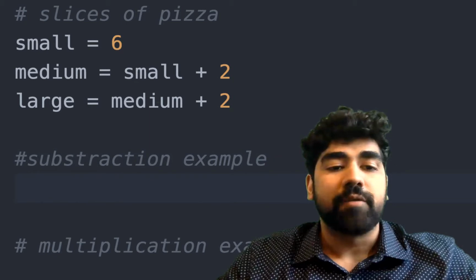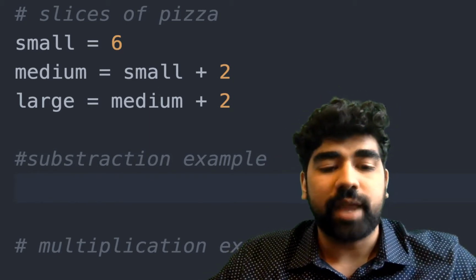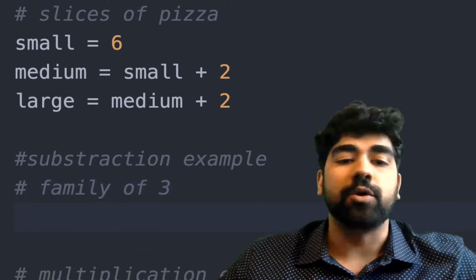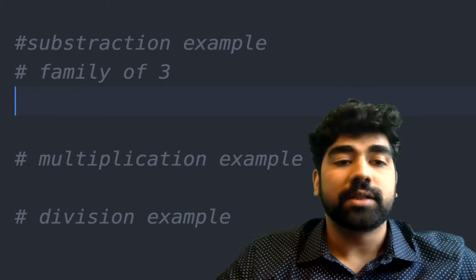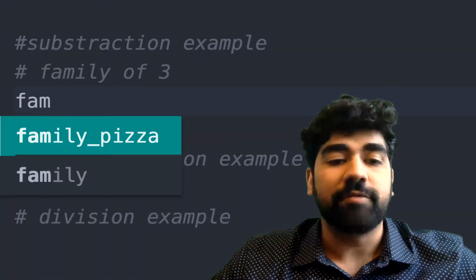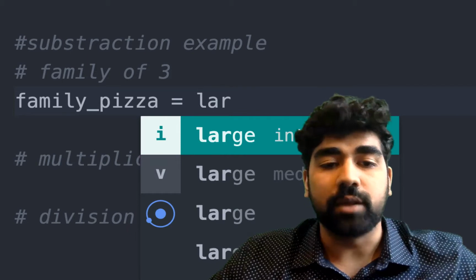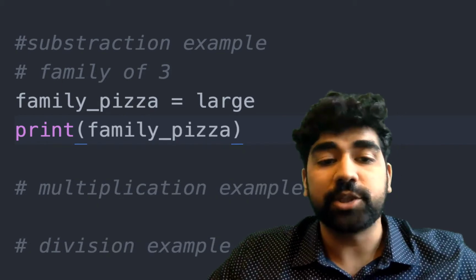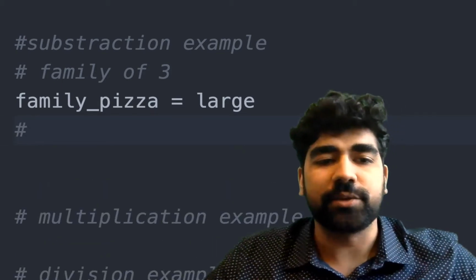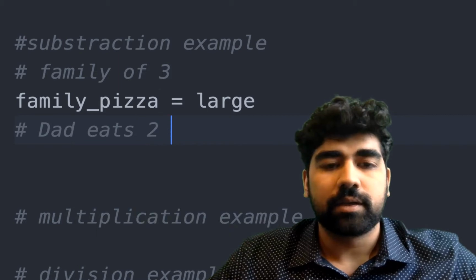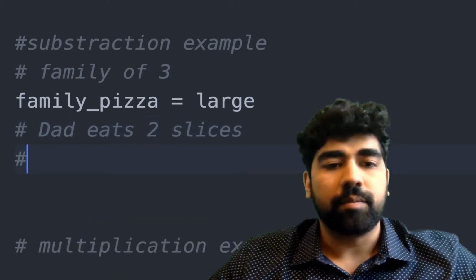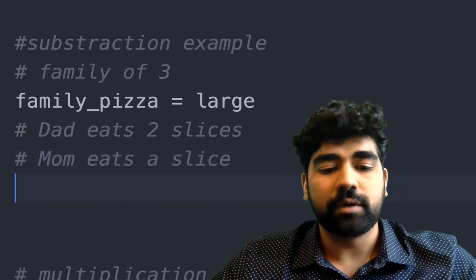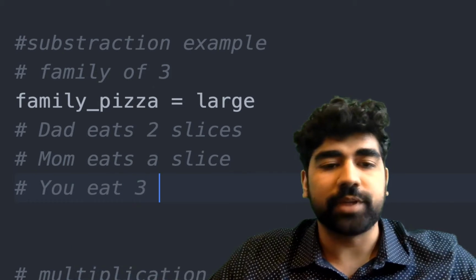We can do that. For example, let's say we have a family of 3 people, your mom, your dad, and you. And they're ordering pizza from the pizza place. So let's say they order a large pizza. A family pizza will now be equal to a large pizza, which means that if I wanted to check how many slices a family pizza would have, it should be 10. Let's say dad takes 2 and eats 2 slices. Then mom is going to take a slice, and you eat 3 slices because you're really hungry today.